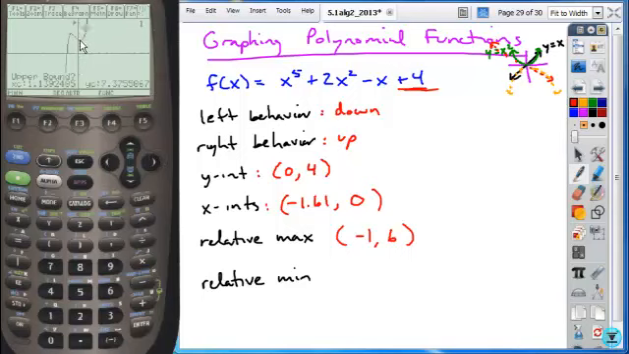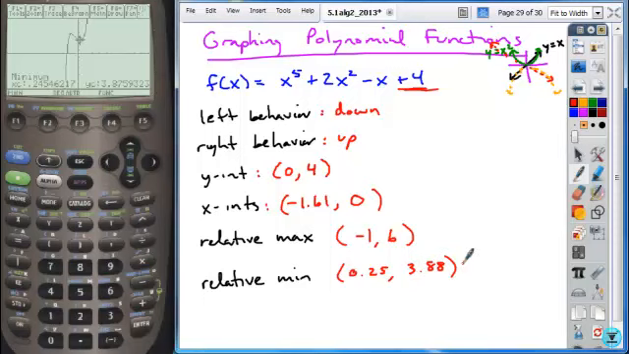So again, I'm anticipating my lowest point's right about here. So my cursor is to the right of that and above it. Hit enter and I'll get my relative minimum point, 0.25 and 3.88. Okay, so those would be my relative minimum coordinates.